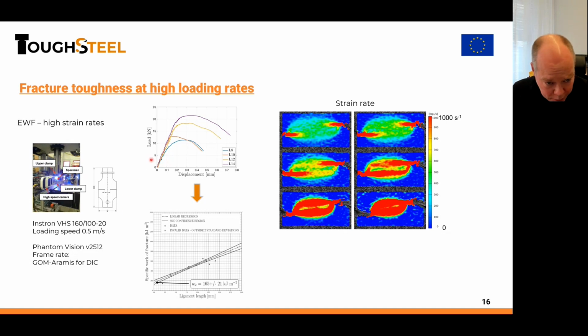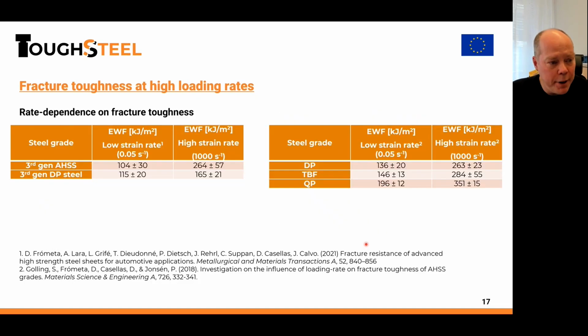And in the middle here, you see the load versus displacement for the different ligament lengths. And for each of them, once again, we calculated total work. We collected everything in one image, and you could, by extrapolation, get an essential work of fracture value. And by checking the strain rate field by using DIC and the high-speed cameras, you can see we have a strain rate of around 1,000. These are the final 6 frames before we get a total failed EWF double-edged notch sample. So let's compare.